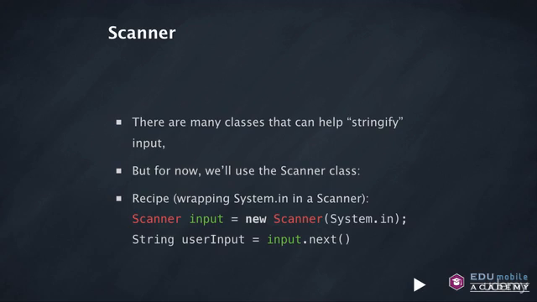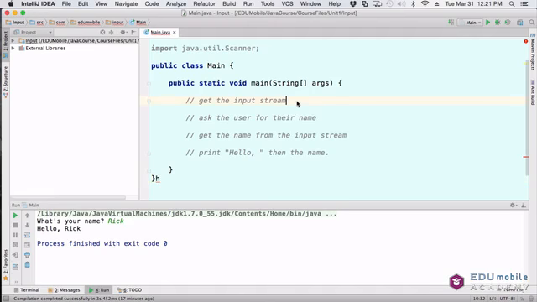Next, we make a string, userInput, and we take whatever is the next string in the scanner. Input, which is the name of our scanner, dot next. This will get everything the user types at the keyboard up to and including the enter key or the return key, and put it in a string called userInput. Now we have a way to do our task. So let's go ahead and start working at this.